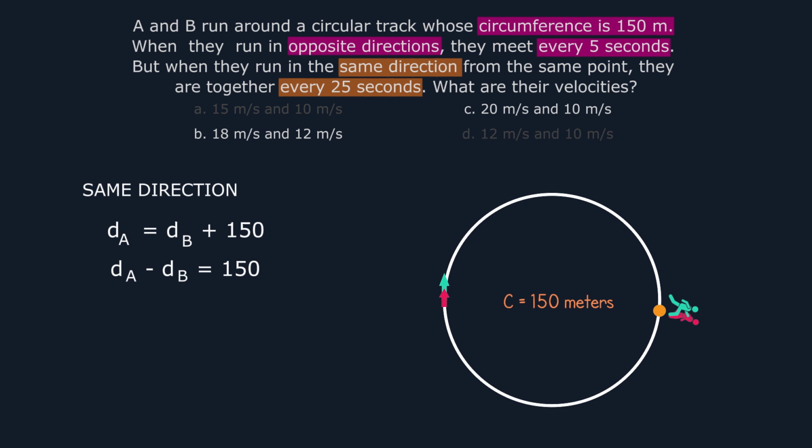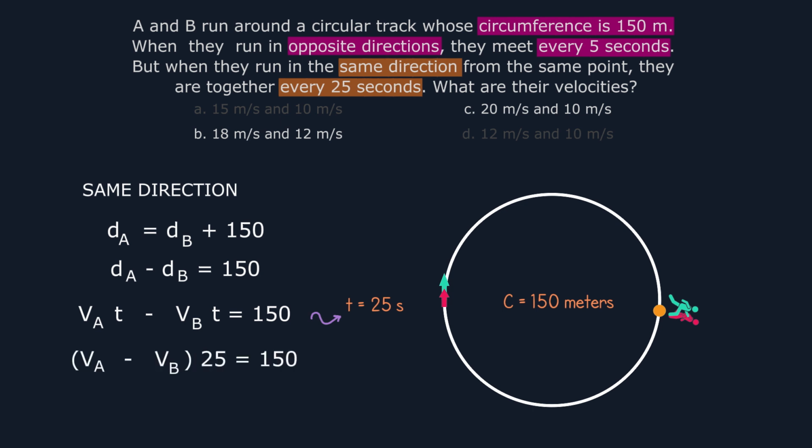So writing down in terms of their velocities, we can say that VA multiplied by T minus VB multiplied by T is equal to 150. Since T here for both terms is the same, which is 25 seconds, we can write VA minus VB all multiplied by 25 is equal to 150. Simplifying this, we get that the difference of velocities A and B is equal to 6.